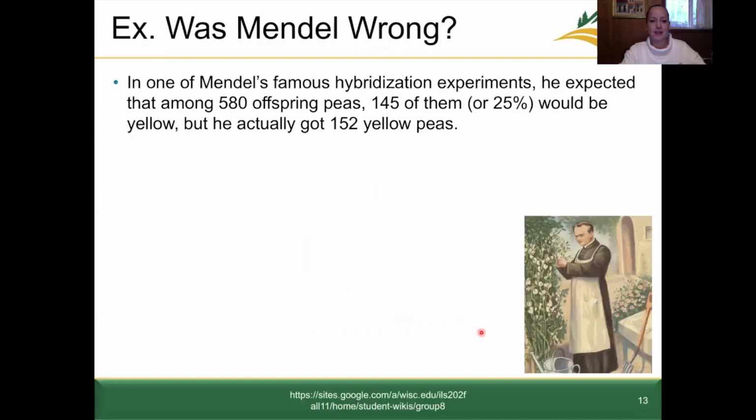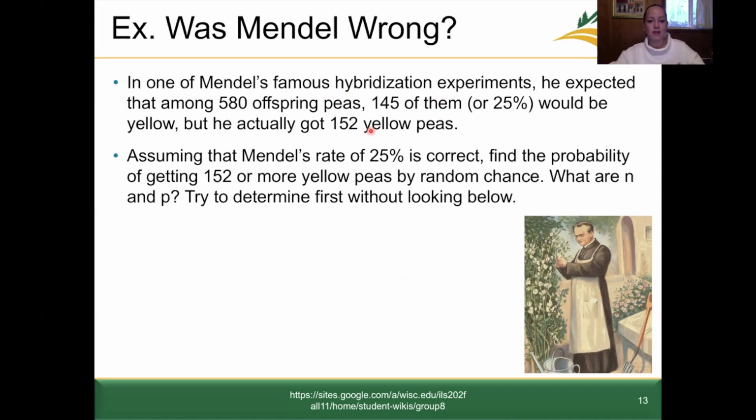Are we ready for an example of all this? Let's go through it. So for this example, was Mendel wrong? Well, in one of Mendel's famous hybridization experiments, he expected that among 580 offspring, 145 of them, or 25%, would be yellow, but he actually got 152 yellow peas. So assuming that Mendel's rate of 25% is correct, find the probability of getting 152 or more peas by random chance. In solving these binomial probability distribution problems, make sure you're comfortable identifying what is n and what is p. So try to think through those before pressing play and before looking at the answers.